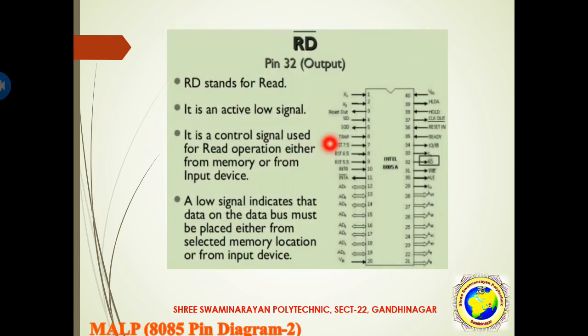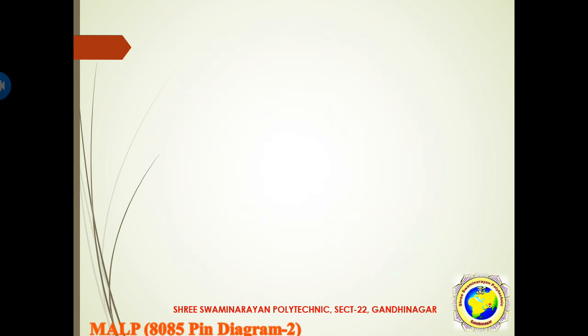The next pin is the RD bar. RD bar is pin number 32. RD stands for read. It is an active low signal. It is the control signal used for a read operation either from memory or from an input device. A low signal indicates that data on the data bus must be placed either from the selected memory location or from the input device.